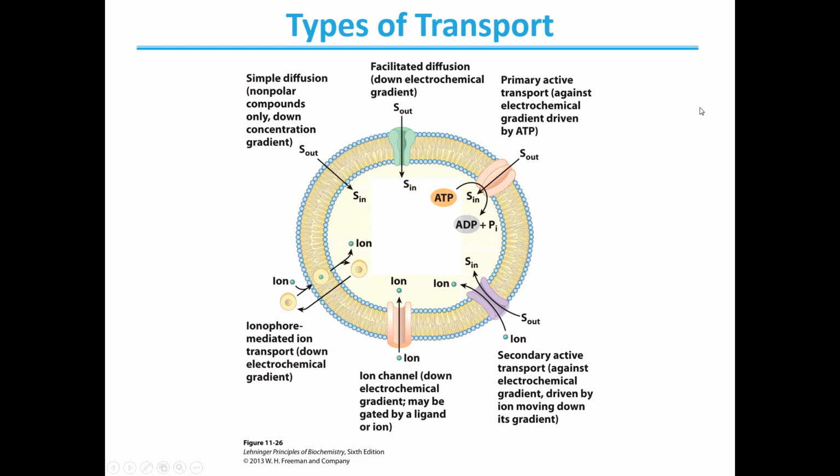Primary active transport requires energy and just pulls the molecule against its concentration gradient. Secondary active transport links the move against the concentration gradient with another move that's going with the concentration gradient. And then ion channels just form specific holes allowing the molecule to move.